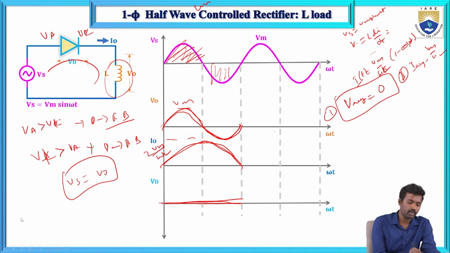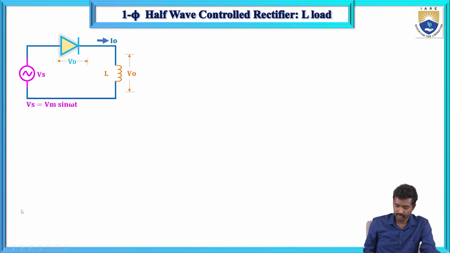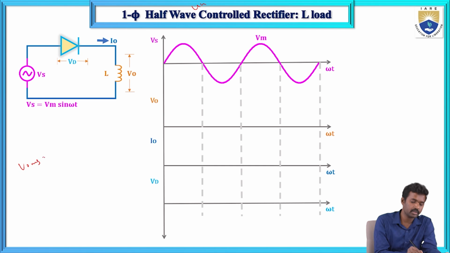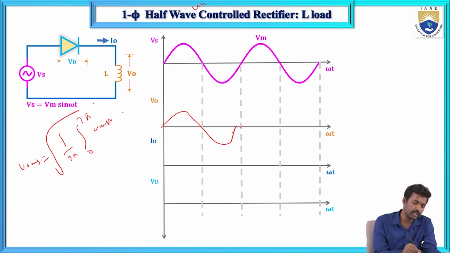And now the third one is V0 RMS. This is an uncontrolled rectifier, so V0 RMS equals the square root of 1 by 2 pi, integral from 0 to 2 pi of Vm squared sin squared omega t. So this is the output voltage, and that is Vm by root 2, V0 RMS.